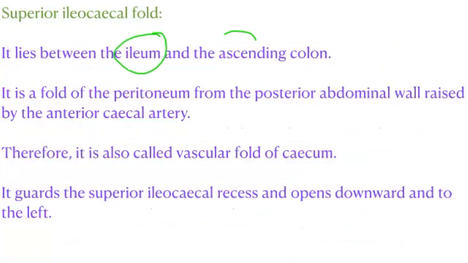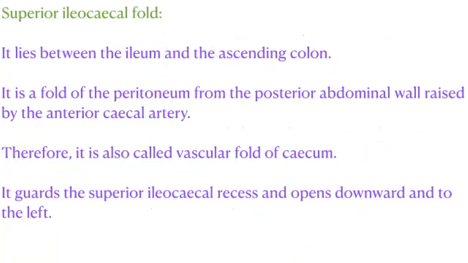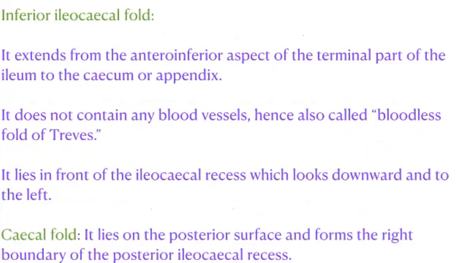Coming to the inferior ileocecal fold, it extends from the anteroinferior aspect of the terminal part of ileum to the caecum or appendix. It does not contain any blood vessels, so it is called the bloodless fold of Treves. It lies in front of the ileocecal recess which looks downwards and to the left. Caecal fold lies on the posterior surface and forms the right boundary of the posterior ileocecal recess.